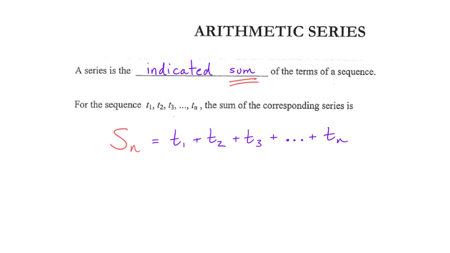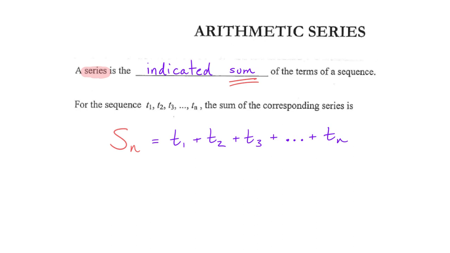You'll see at the very top, there is your definition for what a series is. And it's going to sound way more official than what it really needs to be. But it's the indicated sum of the terms of a sequence. So, more officially, you look down below for the sequence, term 1, term 2, term 3, all the way up to term n. The sum of the corresponding series would be what you see in red and purple. There is your sum notation.